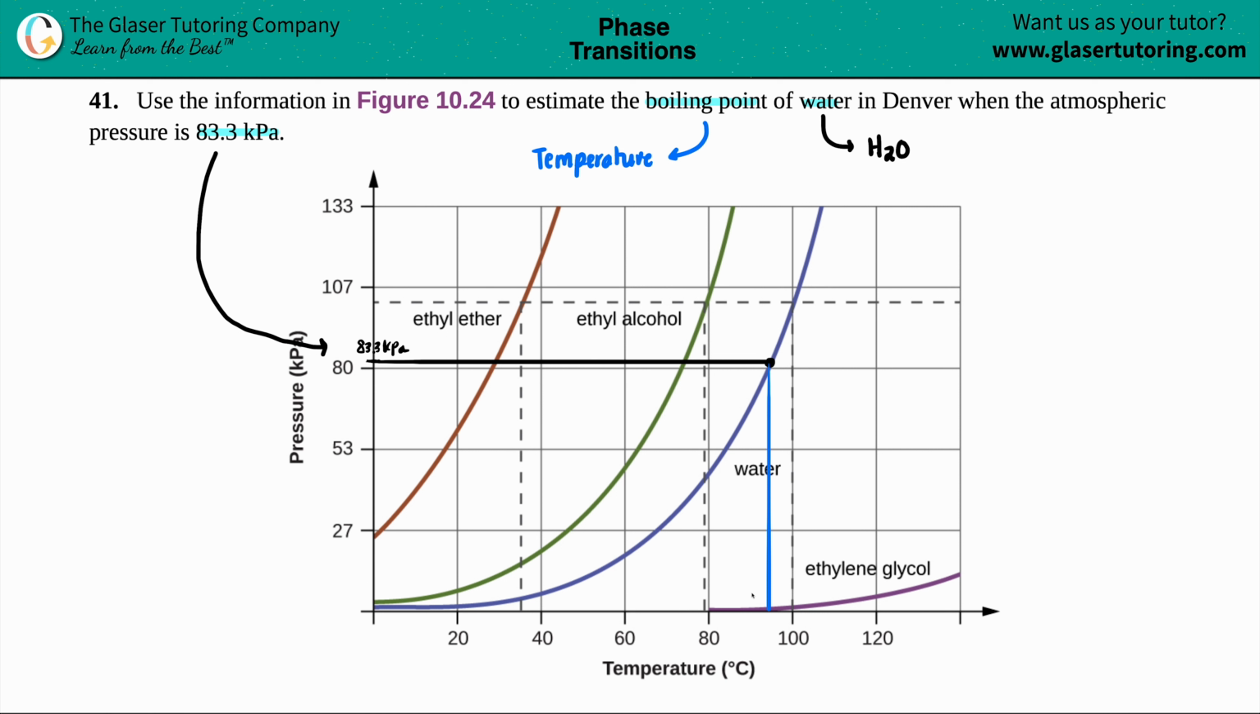And now let's just see. So 80 to 100, right in the middle would be 90. And basically, this looks right smack in the middle between 90 and 100. So I would say 95. 95 degrees Celsius would be the boiling point of water in Denver. Would be the boiling point of H2O in Denver.